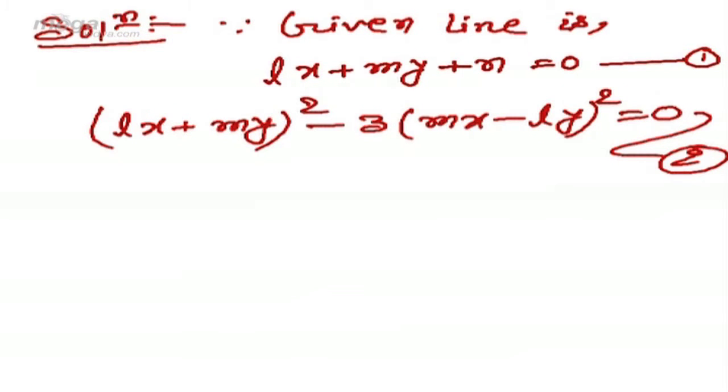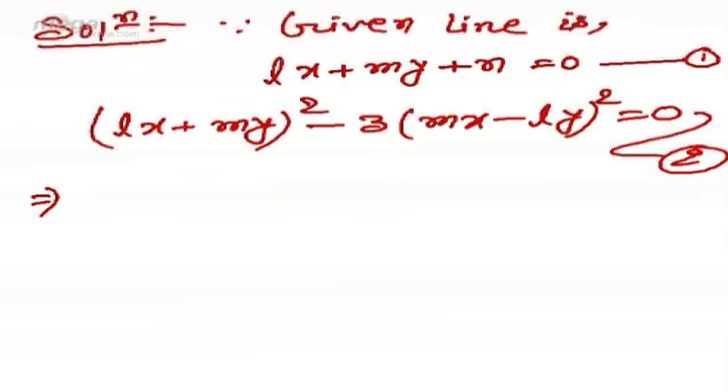We did in the previous class that if theta be the angle between the pair of straight lines, then tan theta is equal to 2 into root under h square minus ab upon a plus b, in modulus. So you can use that formula to calculate the angle. But right now I'm using the first method, that first of all we'll factorize and you will get three straight lines and then we'll solve.